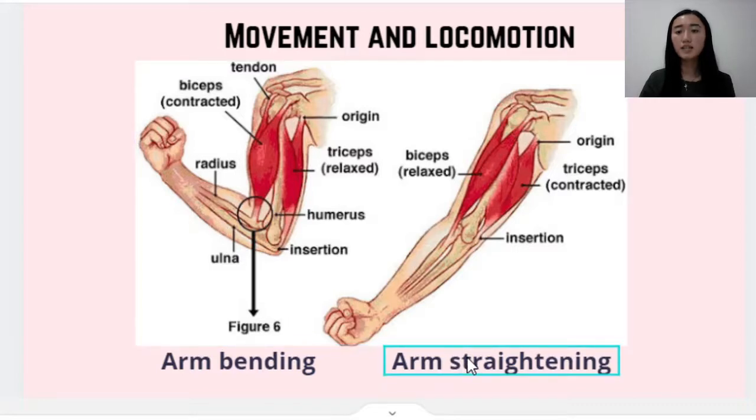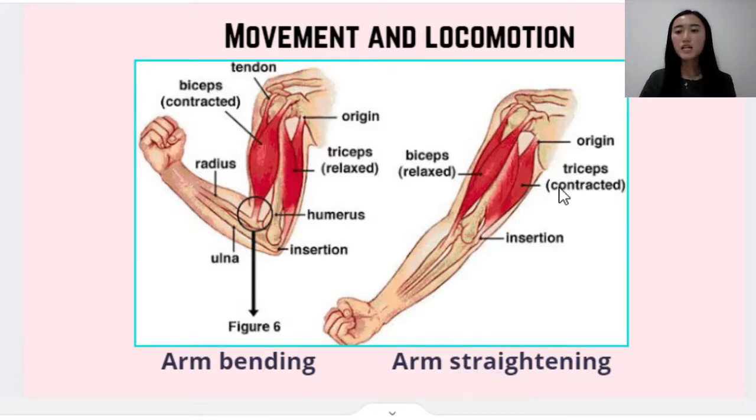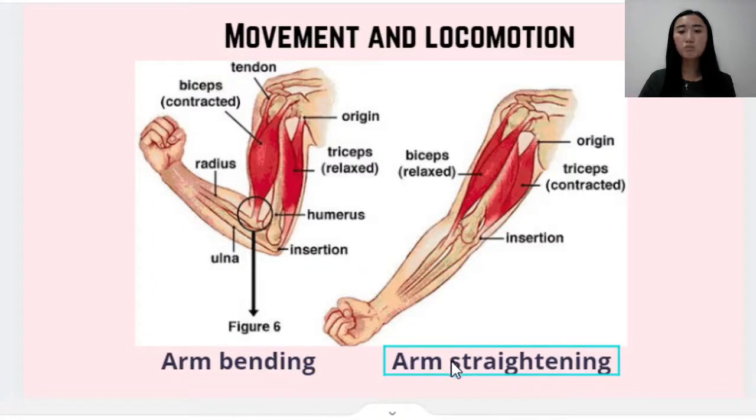When the arm is straightening, the triceps is contracted, and the pull force is transmitted to the ulna through the tendons. At the same time, the biceps is relaxed. The ulna will push the arm downwards, which causes the arm to be straightened.